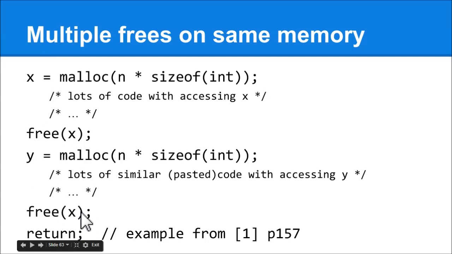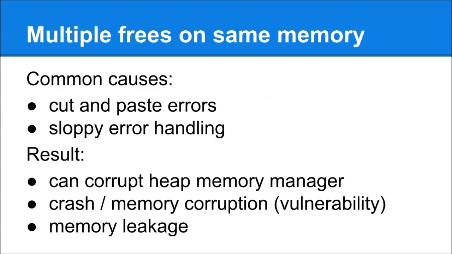And then you copied that segment, pasted it, and did more code. But then in the end forgot to change this. Well, that's freeing up the same memory twice, and that is a bug. Can cause a seg fault, can cause a vulnerability, depending on what happens. So common causes really are cut and paste errors, sloppy error handling, and it can result in corrupting the heap memory manager.